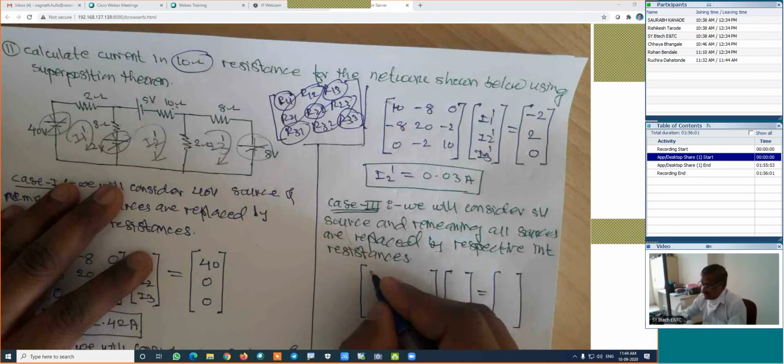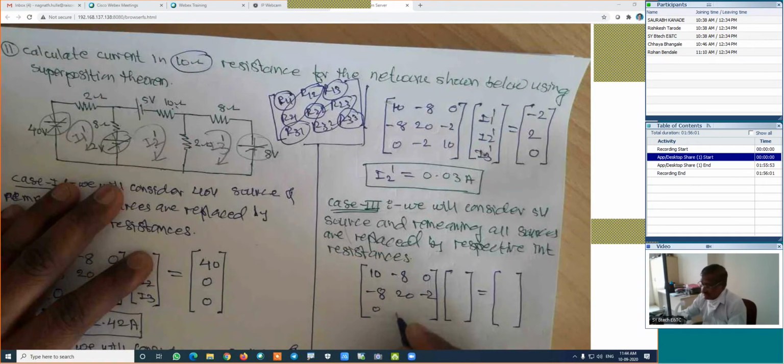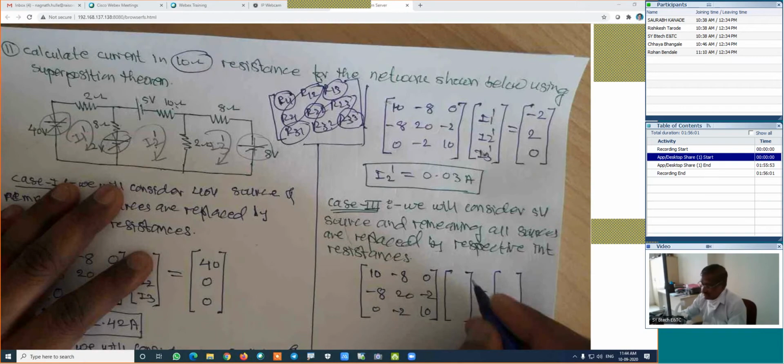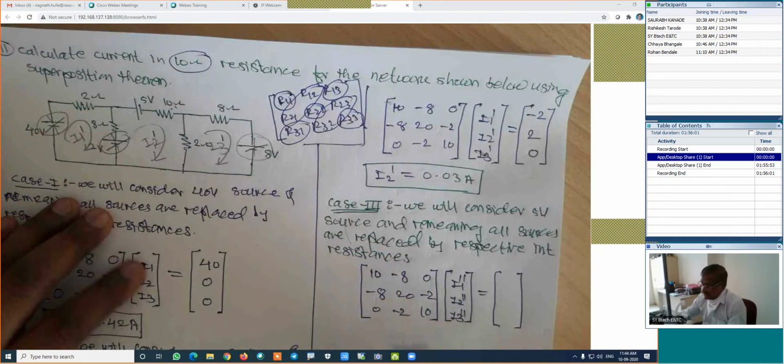This 10 will remain as it is. This is -8, this is 0. This is -8, this is 20. This is -2, this is 0. This is -2, this is 10. Now the currents will be I1 double dash, I2 double dash, and I3 double dash.